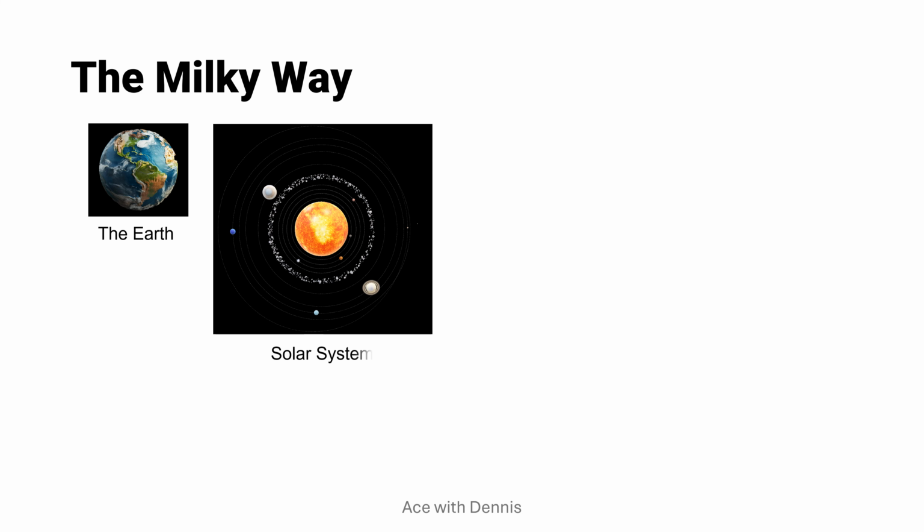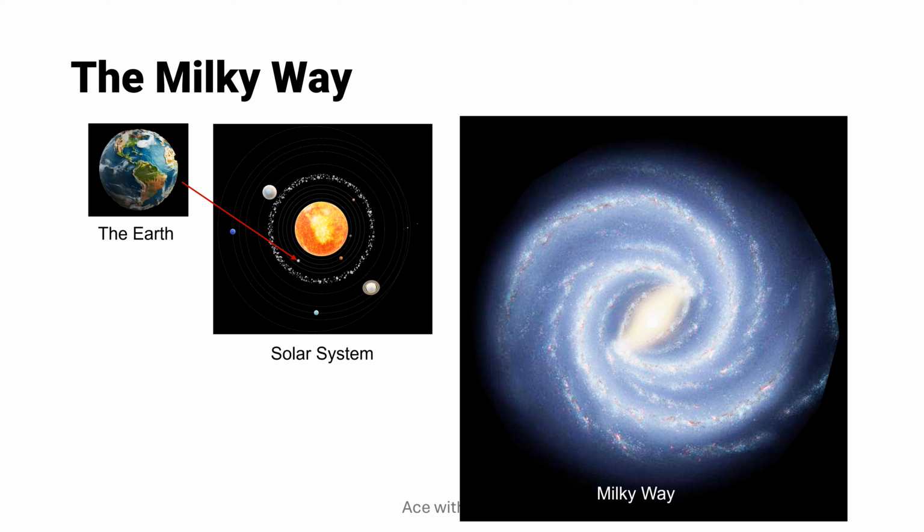This is the Earth, the planet that we are staying on. And this is the solar system. The Earth is one of the planets in the solar system, which is located here. This is the Milky Way, and the solar system is somewhere in the Milky Way.